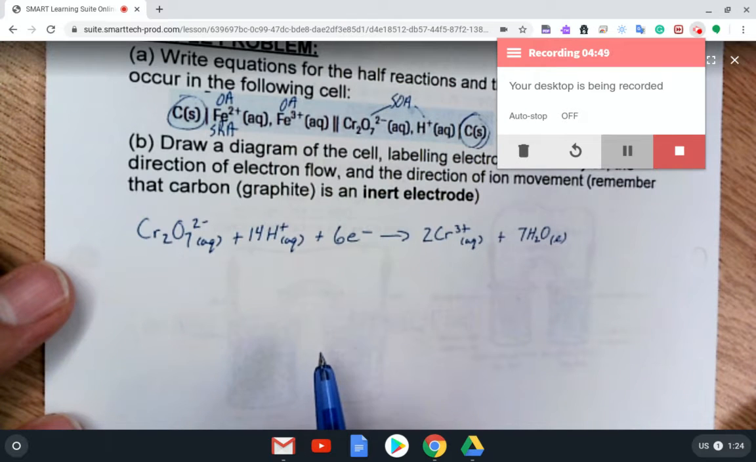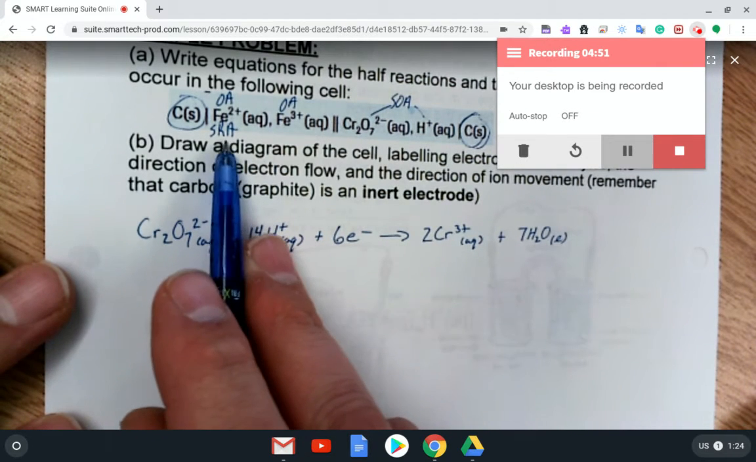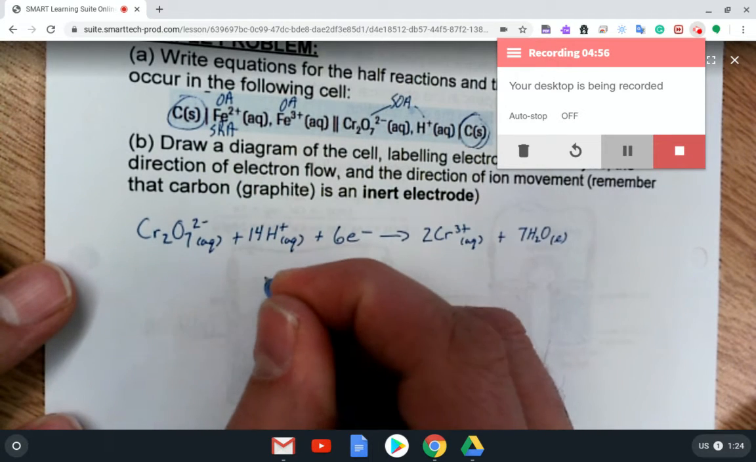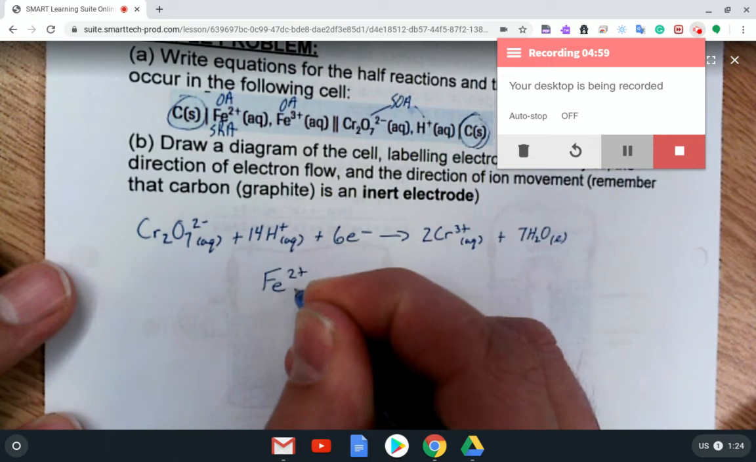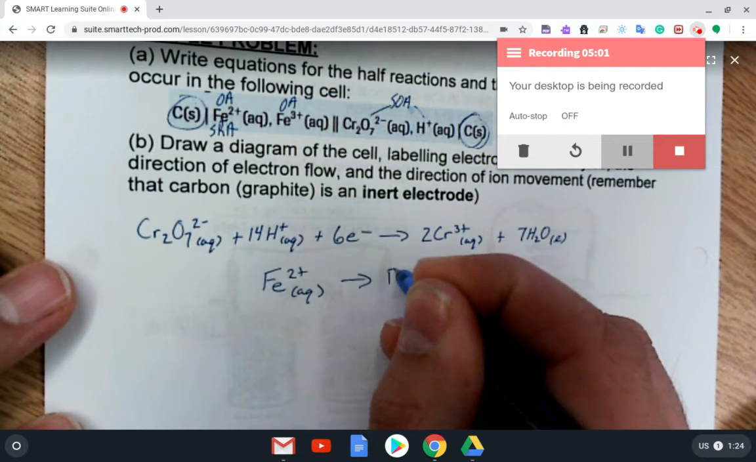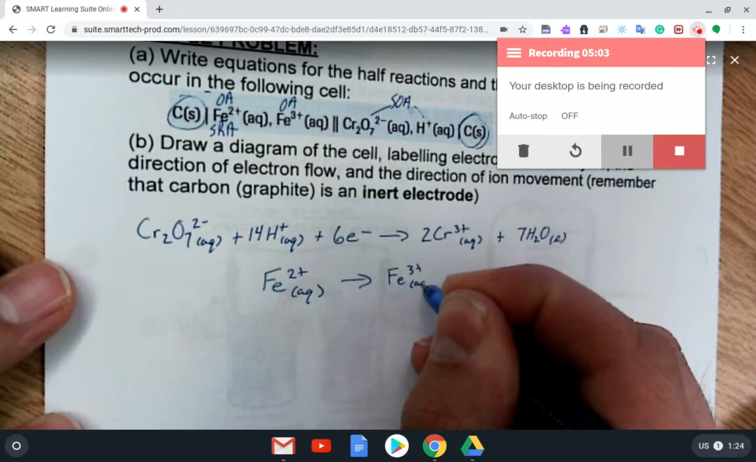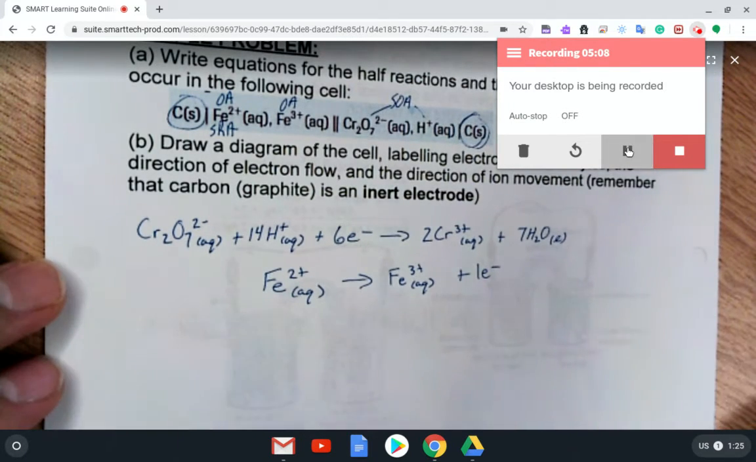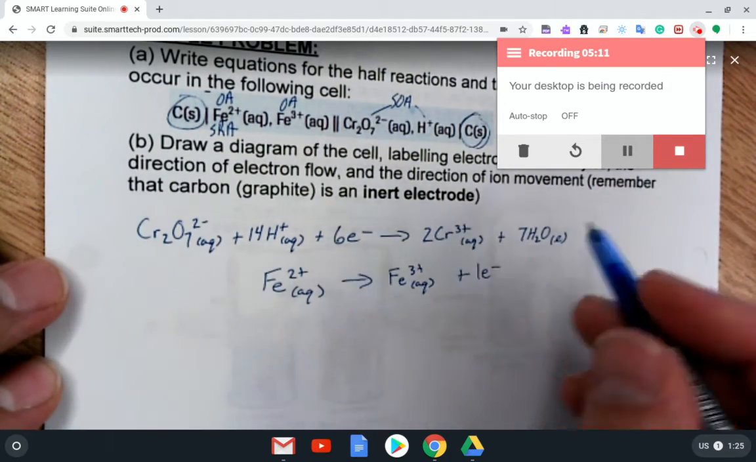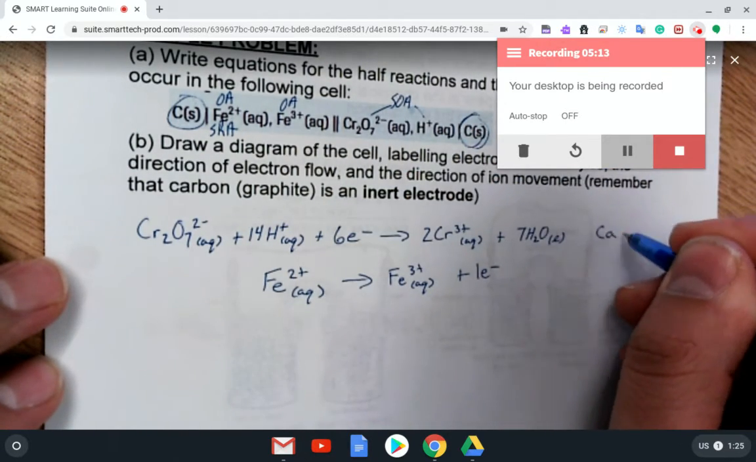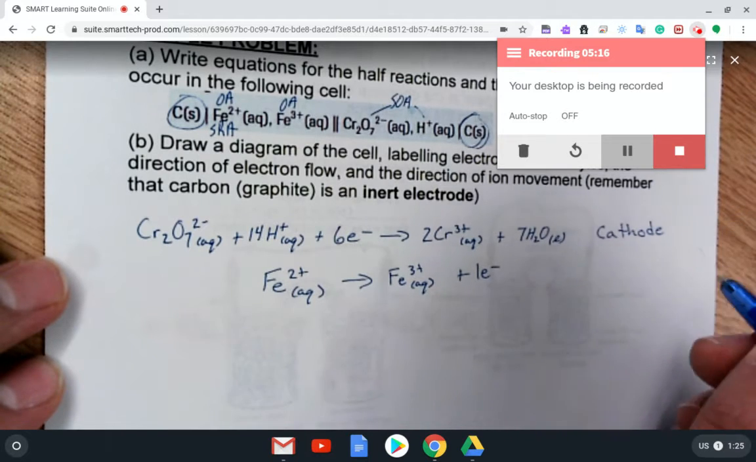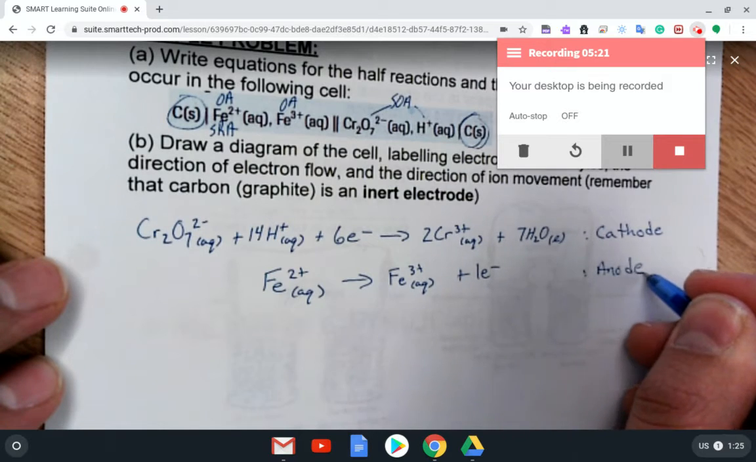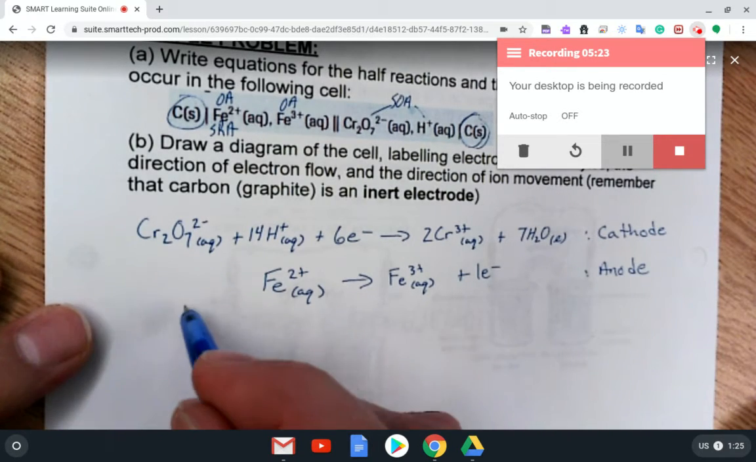Then we write down the oxidation half reaction for iron 2. Fe2+ produces Fe3+ and one electron. It's helpful to label this as our strongest oxidizing reagent. That happens at our cathode, so this is going to be our cathode. And then this will be our anode, which will be helpful later when we're drawing them out.